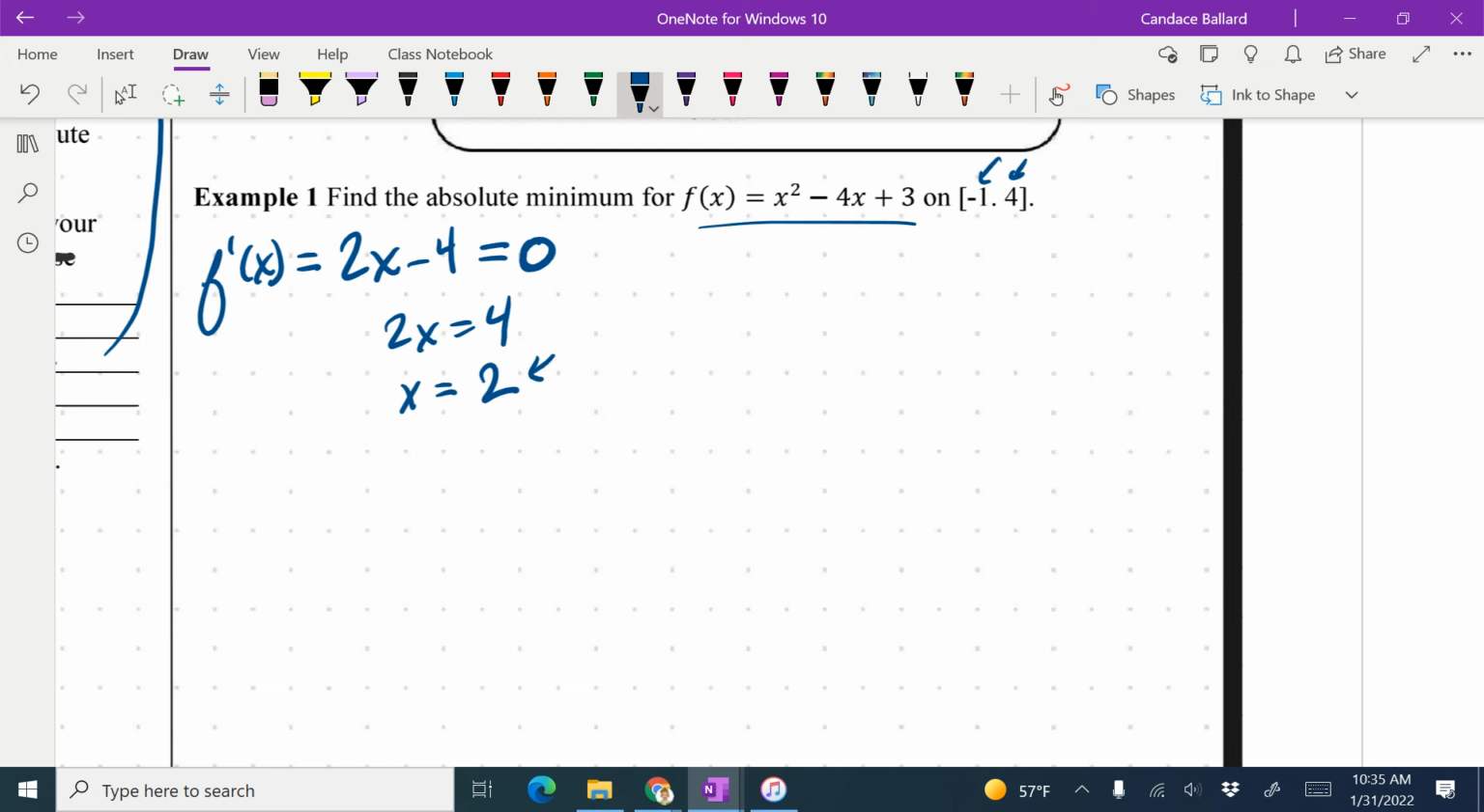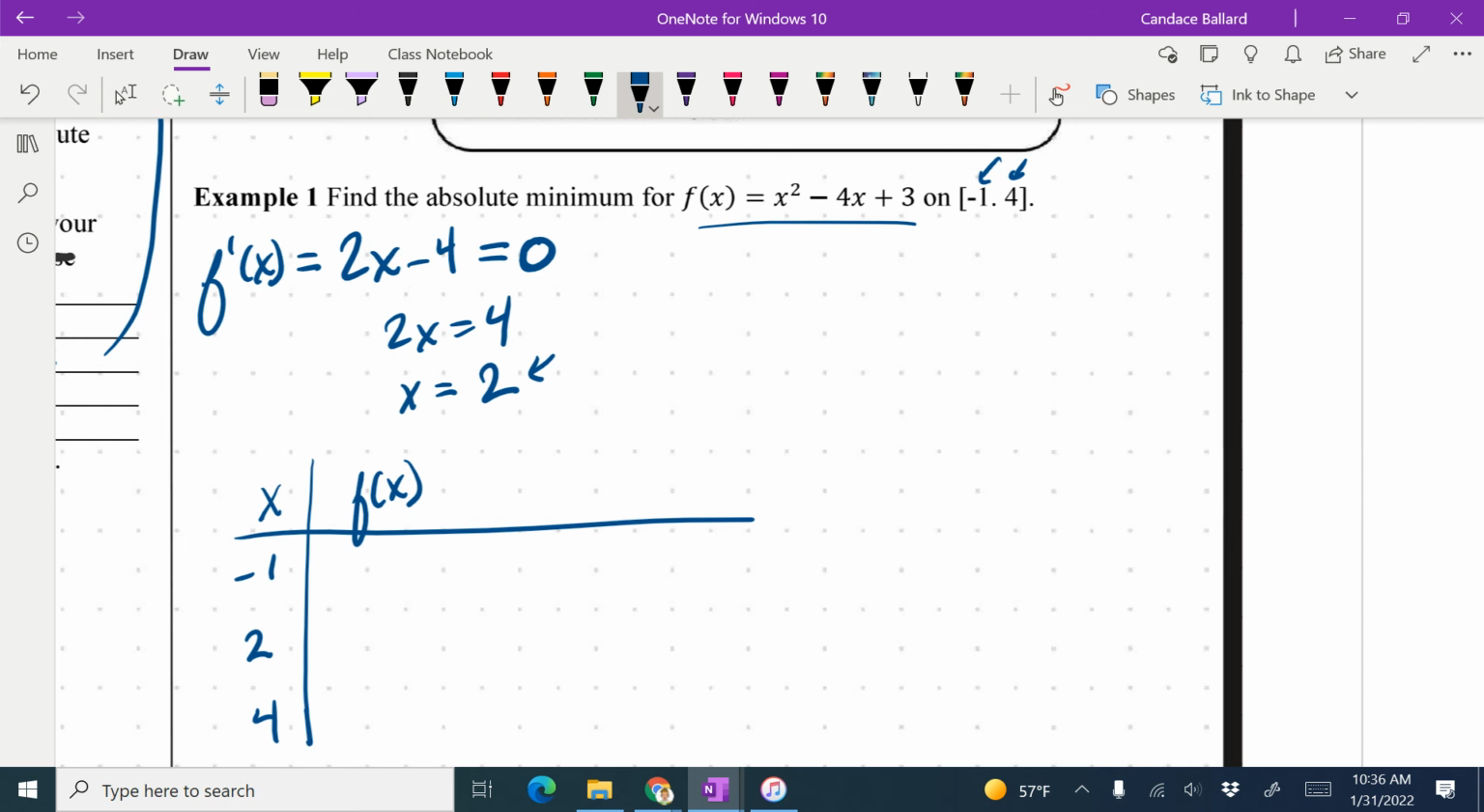Okay, so this is how I set that up. I draw myself a T-chart. Remember, I am picking these x values. They are not assigned. I have to pick them. But we have a standard method on how to pick them. We use the endpoints, so -1 and 4. And we use any critical numbers that we get. So I'm going to use 2. And then we're going to evaluate f of x.